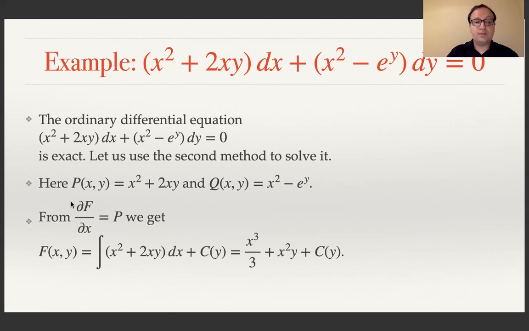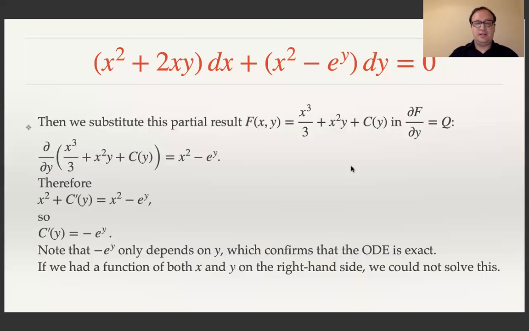So let's start with the first equation, and we have partial f over partial x is equal to p. This means that f is equal to the integral of p. So f of x and y is equal to the integral of (x squared plus 2xy) dx plus this constant, which is actually not a constant, it's a function c of y. Well, the integral of x squared is x cubed over 3, and the integral of 2xy is x squared y. So we get a formula for f of x and y. It's x cubed over 3 plus x squared y plus c of y. And then we'll use the second equation to find c of y.